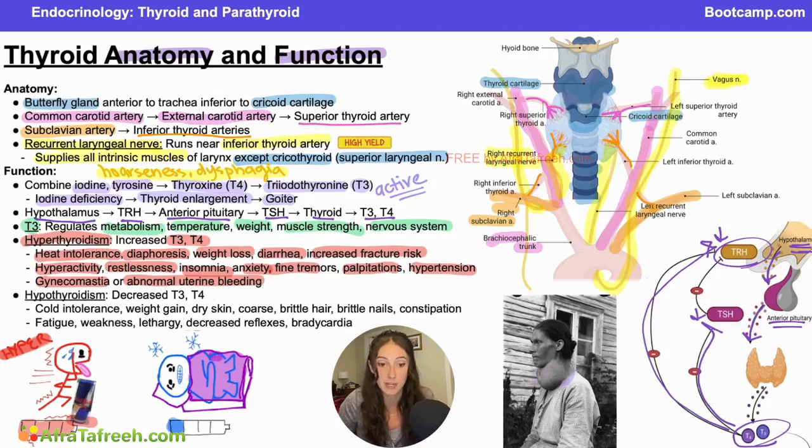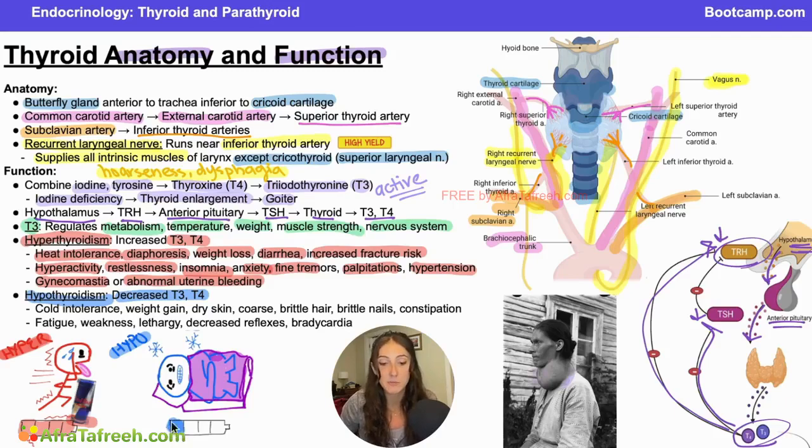And then finally, you might also see gynecomastia in males or abnormal uterine bleeding in females who have hyperthyroidism. And then by contrast, hypothyroidism is going to present with decreased T3 and T4. And if you look down here and see our hypothyroid friend, you can see that this is kind of a directly opposite presentation of our hyperthyroid person. This person is metabolically inactive. They only have 1 bar on their battery.